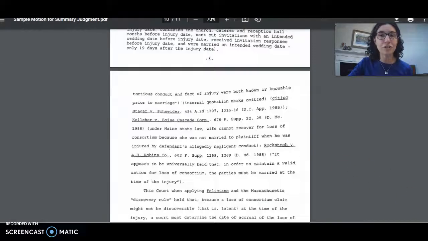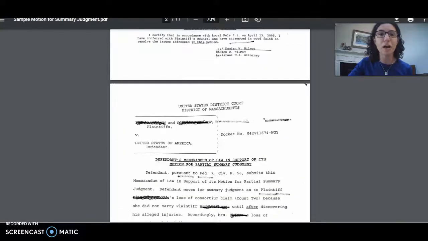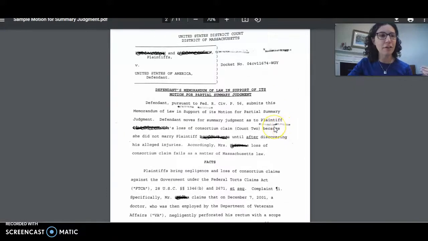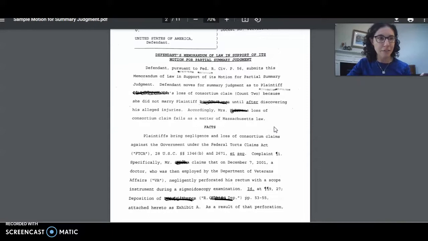So I hope you can see the structure of the memorandum of law. It begins with the introductory paragraph, goes on to the statement of undisputed facts, argument section, section A, section B, and then a conclusion. Okay, in our remaining less than 10 minutes here, I do want to just point out to you what we will talk about in class next week.